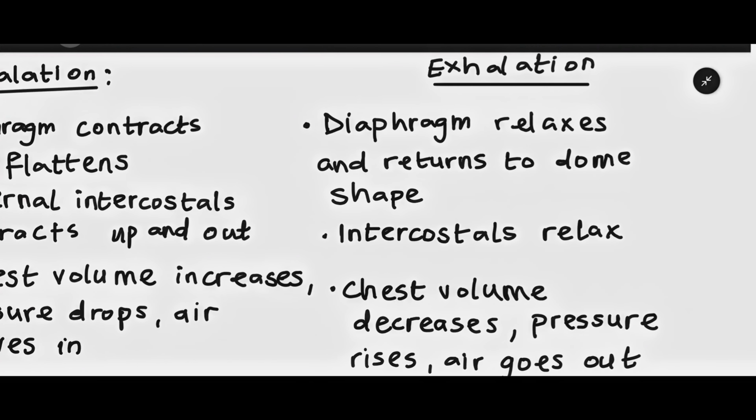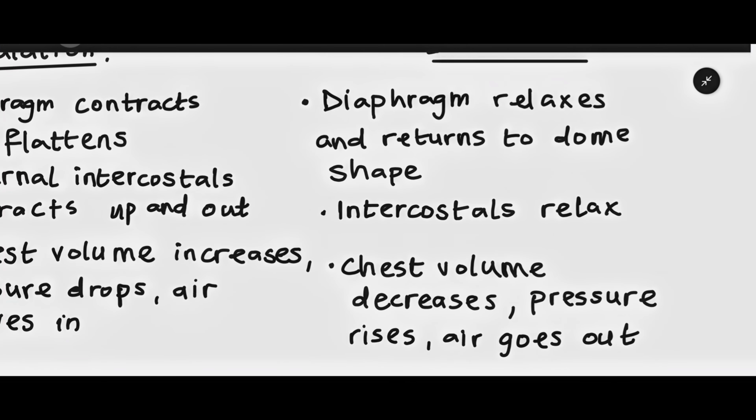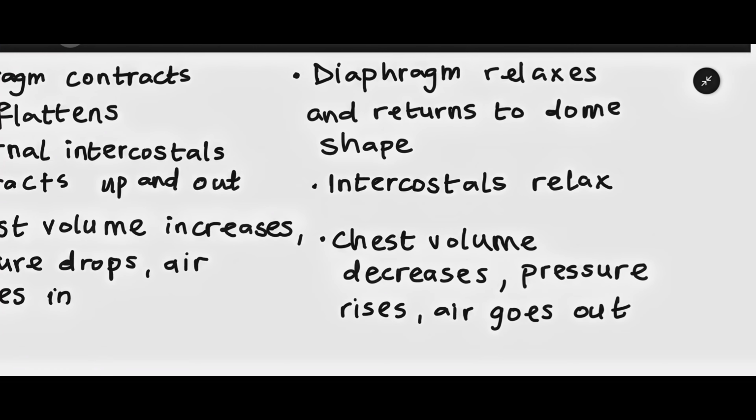Now, during exhalation, what happens? Your diaphragm relaxes this time. So it relaxes, it's not flat anymore, and it returns back to its natural curved dome shape. What happens next? Your intercostals relax, so this causes chest volume to decrease, therefore the pressure in your chest cavity increases and air moves out.